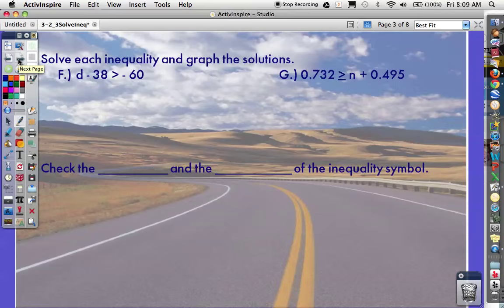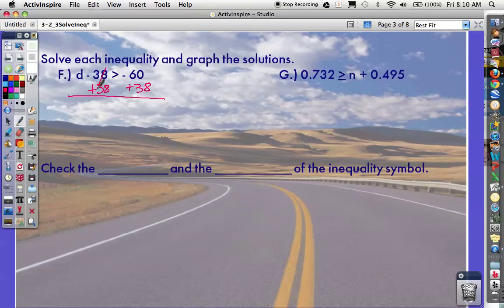Okay, so let's get into some of these examples for today. Copy down your problems. Each of these are going to have one step to solve, and we solve inequalities just like we solve equations. So keep in mind, you're always trying to isolate the variable by undoing what's being done. Use inverse operations. For the first example, in order to get d by itself, you would add 38 to both sides.